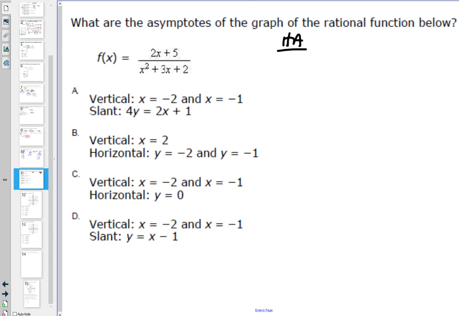Am I going to have a horizontal there? Yes. Why? Okay, or you can say the bigger degree is on the bottom, sure. So anytime the degree on the bottom is bigger, where's the horizontal asymptote going to be? It's at y equals 0. If I have any type of horizontal asymptote, I cannot have a slant.